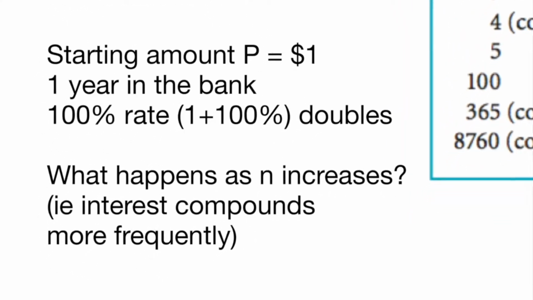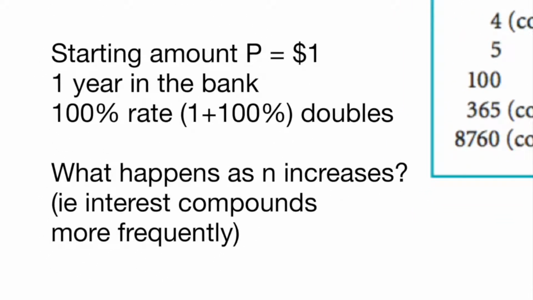Let's take this. Your starting amount, P, is $1, and it gets 1 year in the bank at 100% rate. I'm doing this not because it's realistic at all. No bank will ever give you 100% rate. But I just want to do this in order to illustrate one final idea that we're trying to get at. 100% rate is 1 plus 100%, meaning it doubles. After 1 year, it should double.